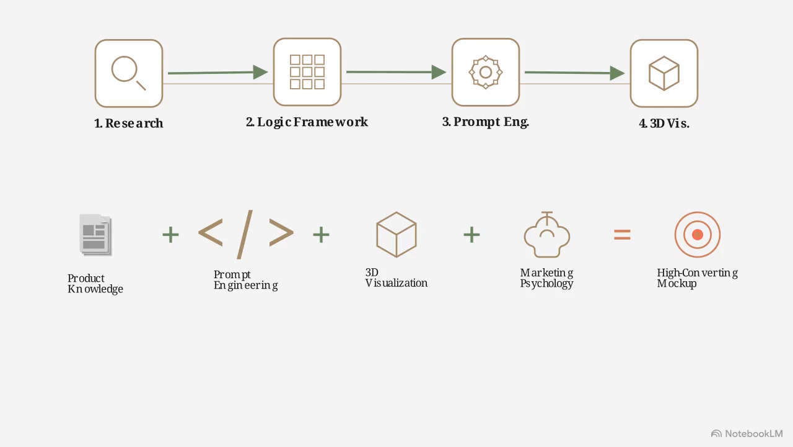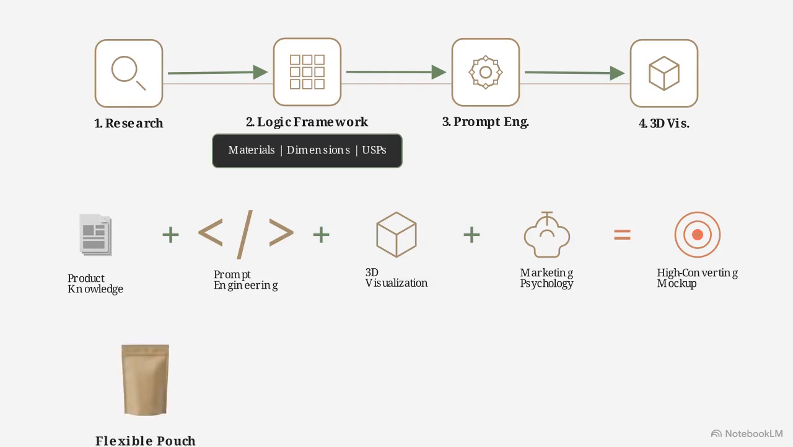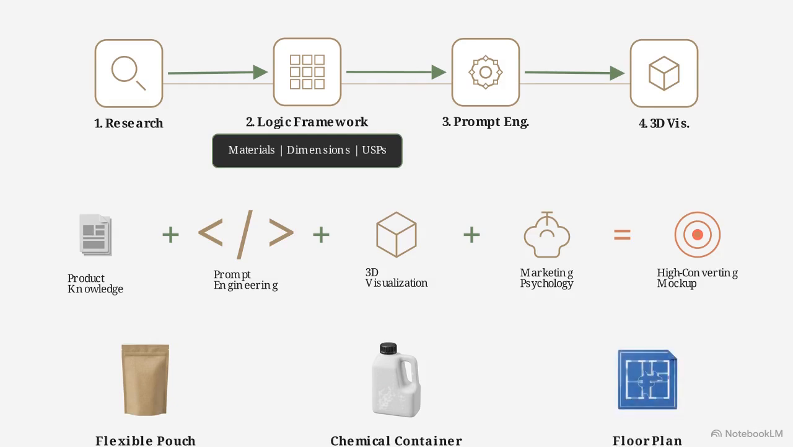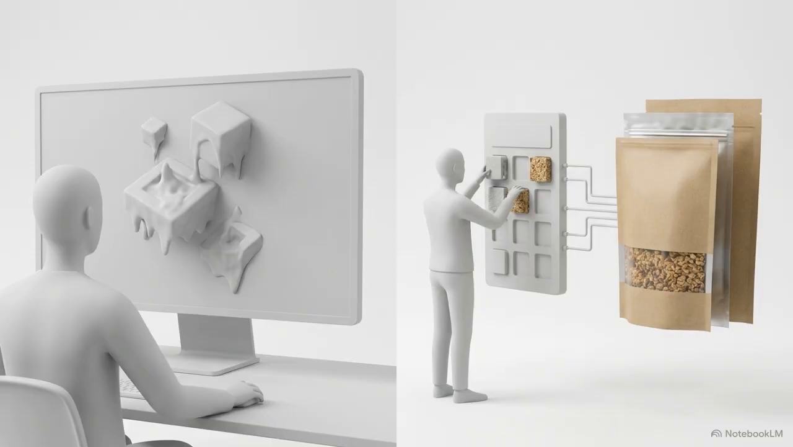This pipeline scales because the underlying logic matrices, specifically the nodes for materials, dimensions, and unique selling points, apply equally whether the subject is a flexible granola pouch, a sodium silicate container, or the floor plan of a commercial property. By utilizing this deterministic logic framework, AI rendering transforms from an unpredictable creative gamble into a repeatable method for technical design accuracy.